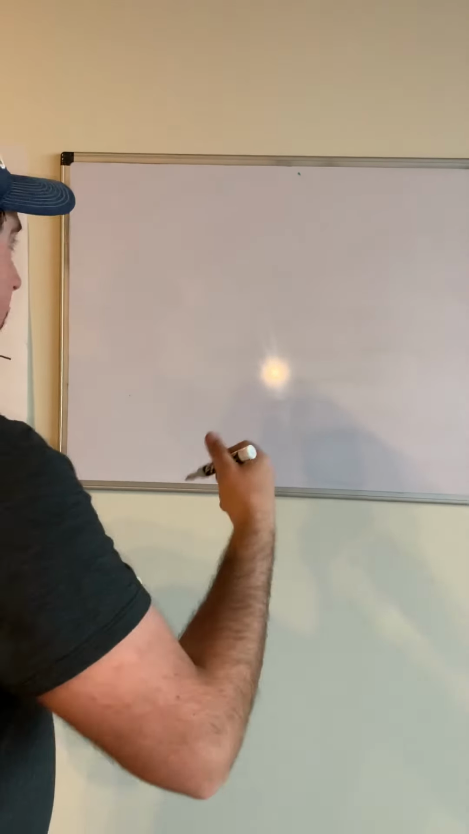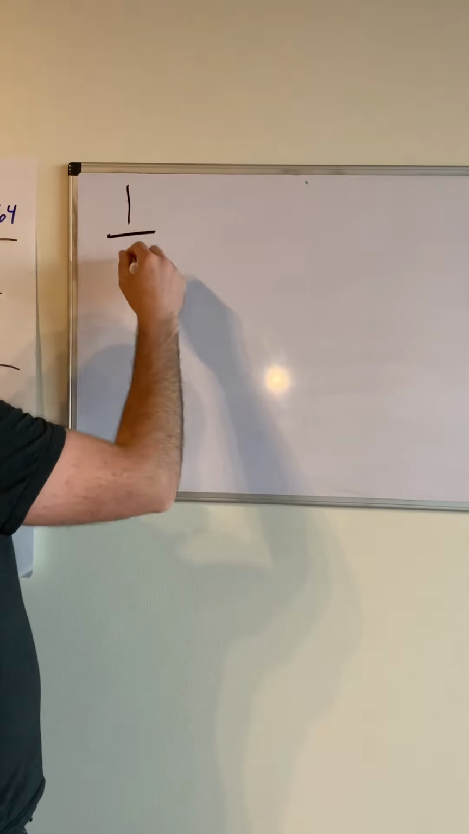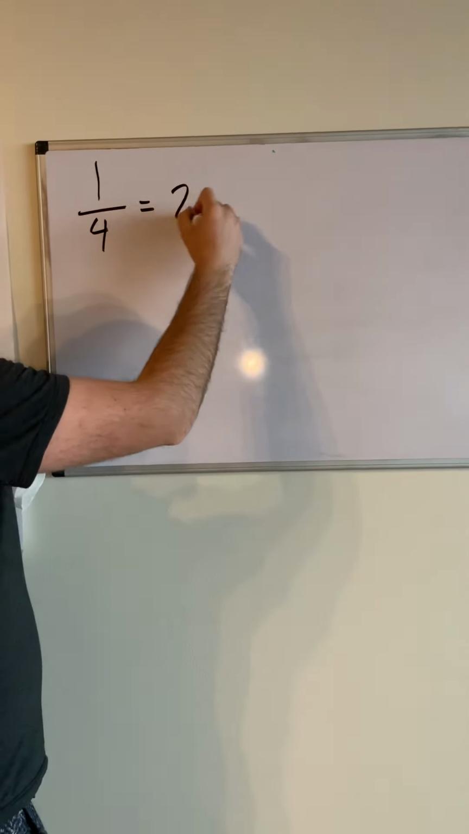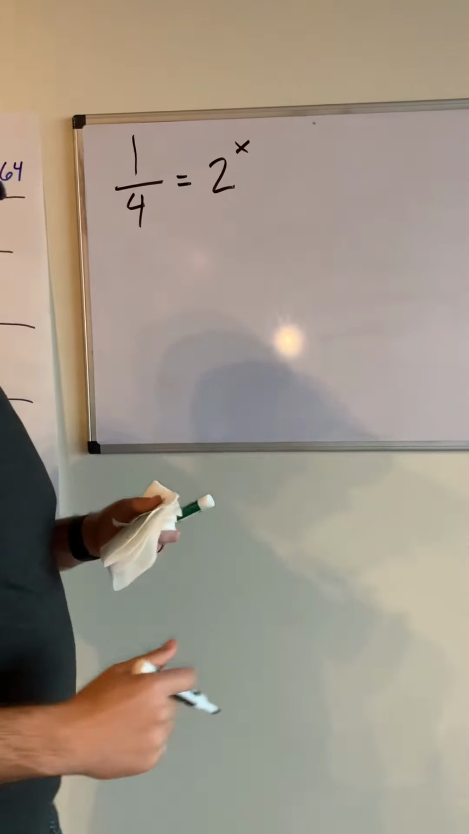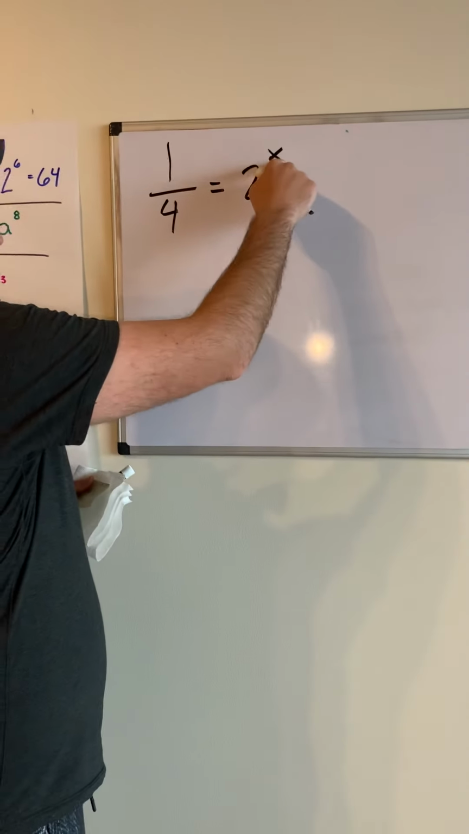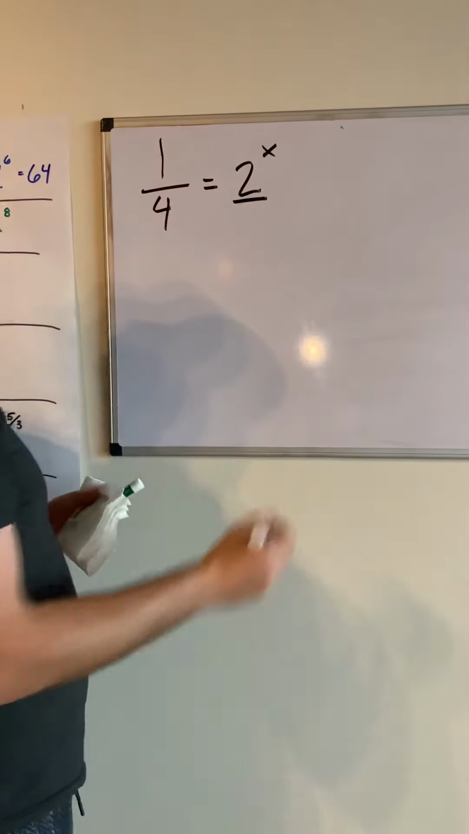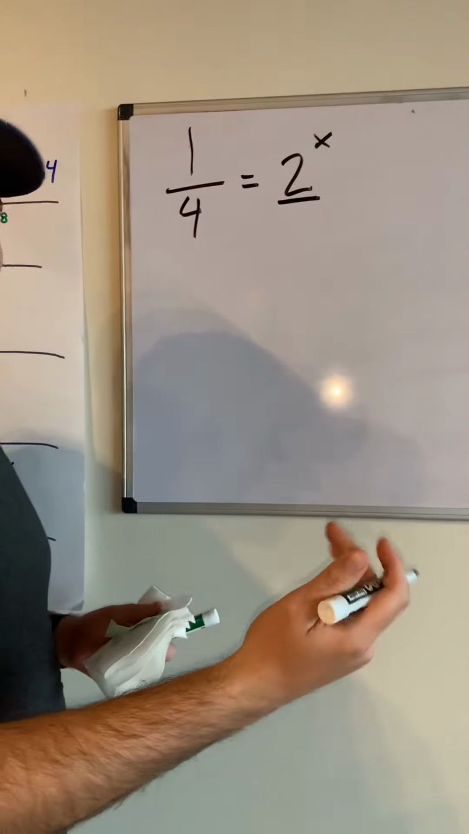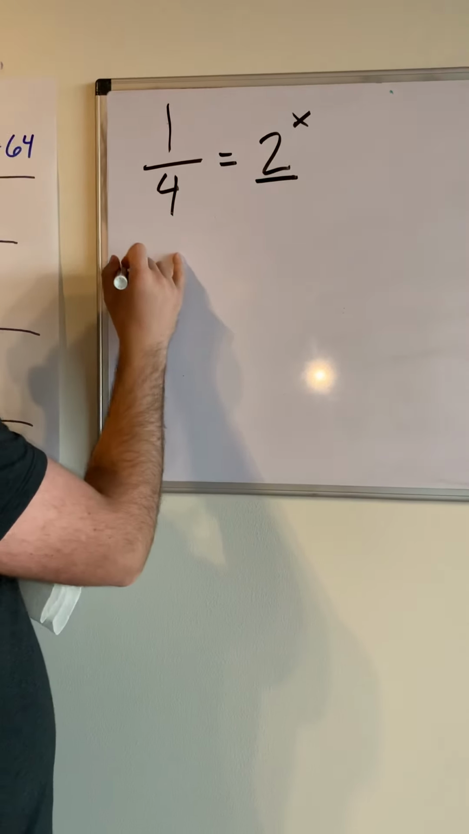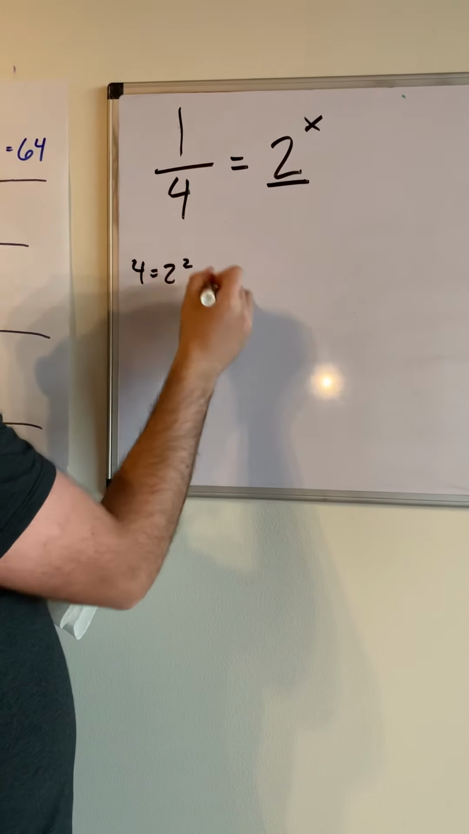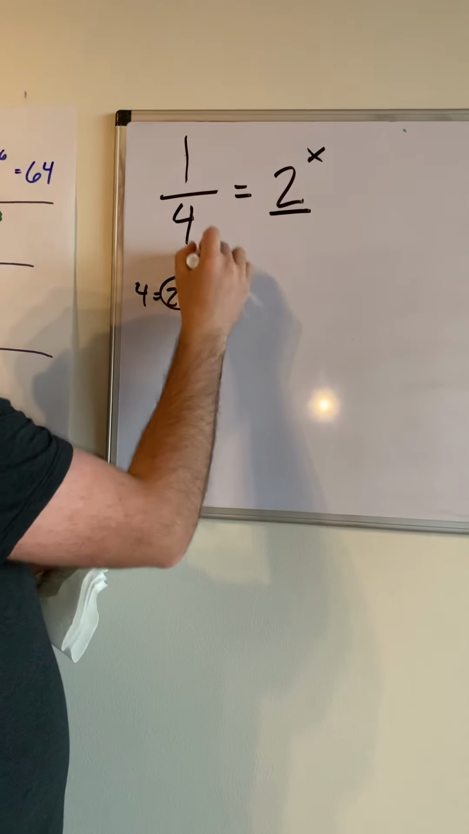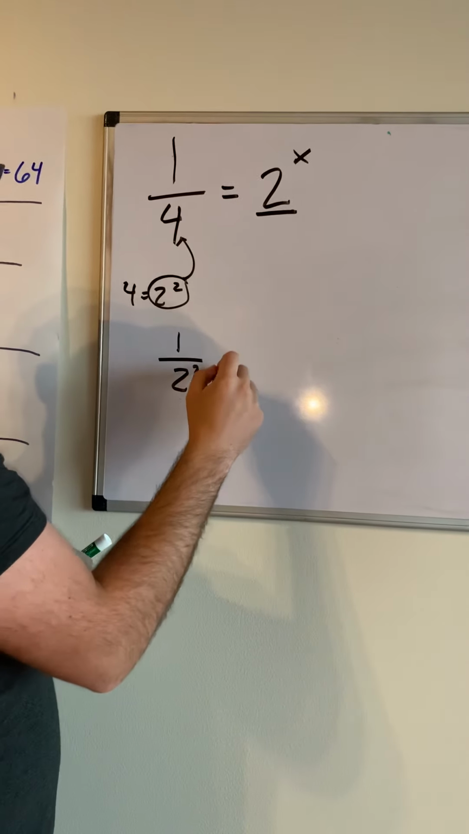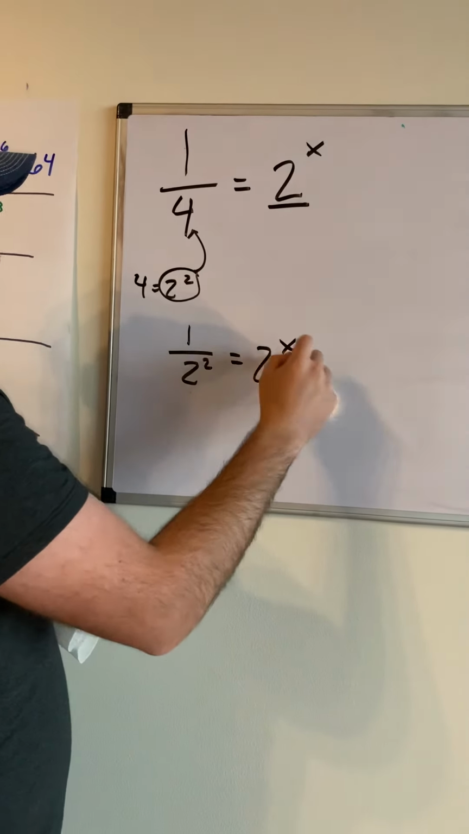Next one. Even trickier. 1/4 equals 2 to the x. Okay, because this is my variable here, I need my base to be 2's. So I need to take this 4 and change it into a 2. Well, I know that 4 is 2 squared. So I'm going to put that right there. 1 over 2 squared equals 2 to the x.